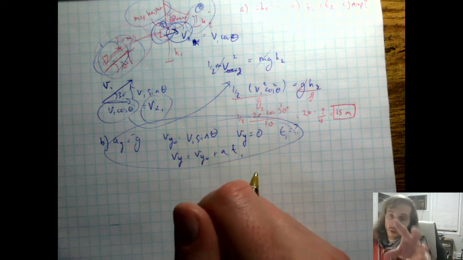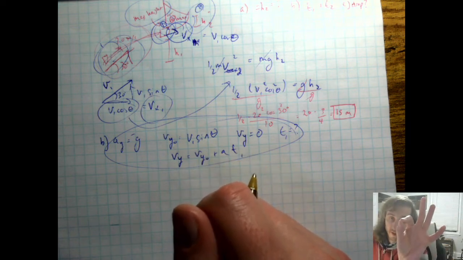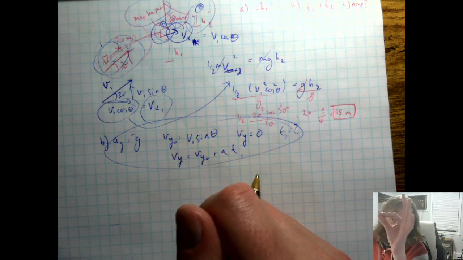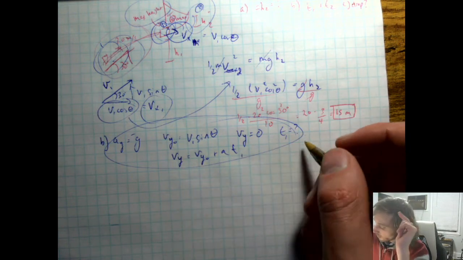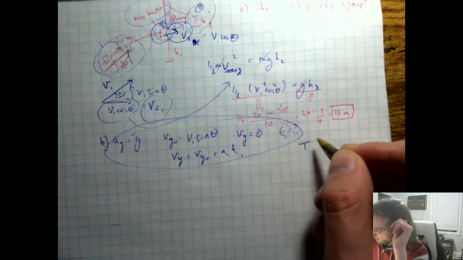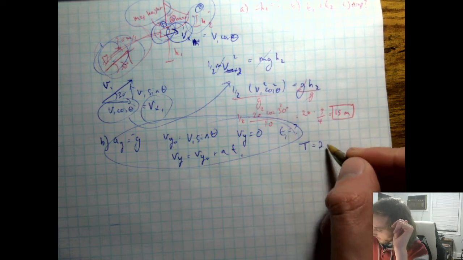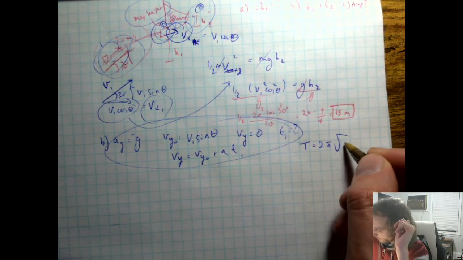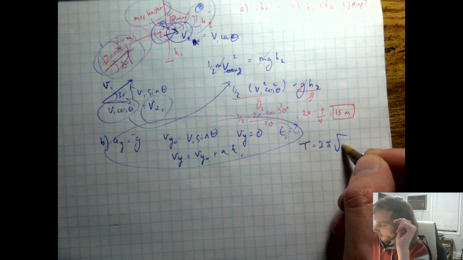For time 2, I'm going from the middle of a simple harmonic oscillator up to the top of a simple harmonic oscillator. So if I'm doing that, my period is going to be the time for the whole thing, and that'll be 2 pi times the square root of L over g.